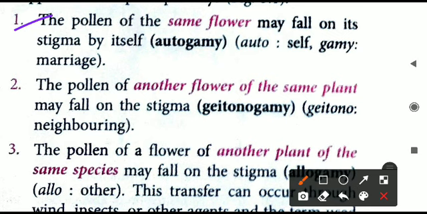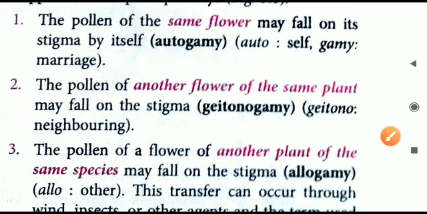The first possibility or scenario of pollination is that the pollen grain of the same flower may fall on the stigma by itself. This means the same flower has both the structures: the androecium as well as the gynoecium. The androecium of that same flower releases the pollen grain, and that pollen grain falls on the same flower itself, and fertilization and so on continues. So if the pollination takes place in the same flower, this process is called autogamy. The exact meaning of this word is self-marriage. That is, autogamy means pollination has been done in the same flower by itself.